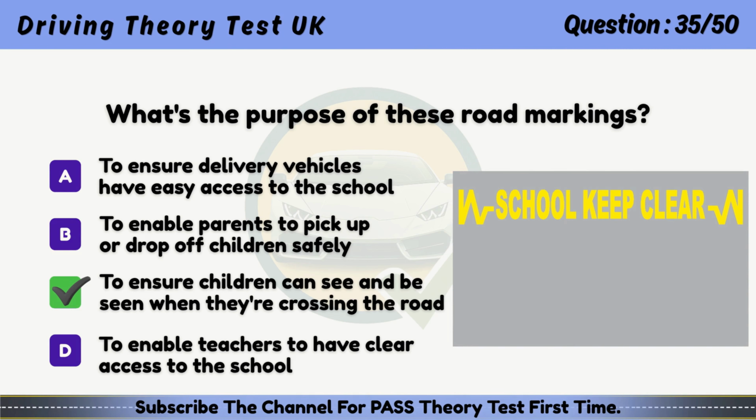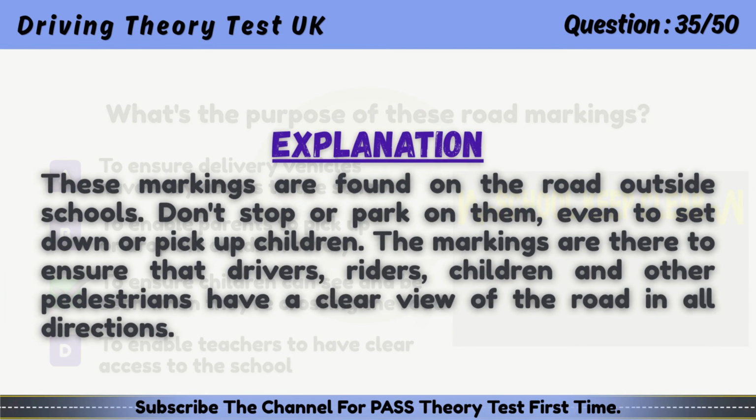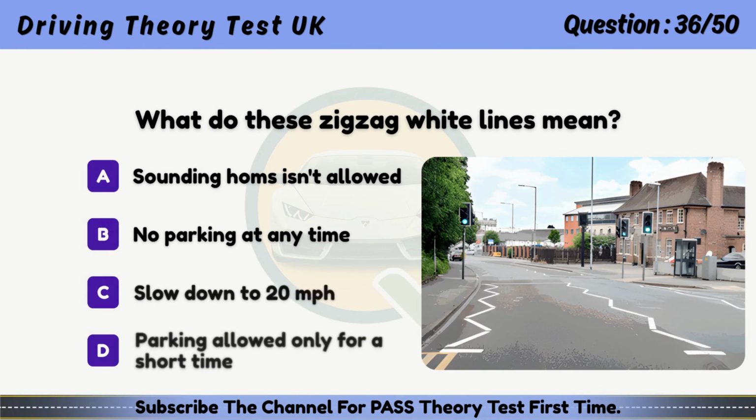Answer is C. To ensure children can see and be seen when they're crossing the road. These markings are found on the road outside schools. Don't stop or park on them, even to set down or pick up children. The markings are there to ensure that drivers, riders, children, and other pedestrians have a clear view of the road in all directions.